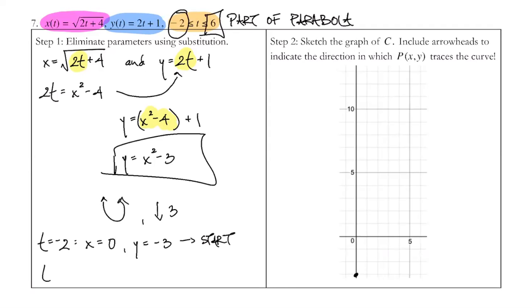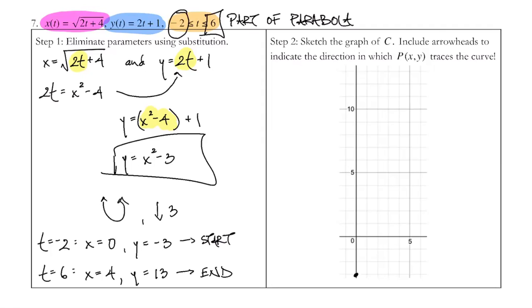So I'm going to take t equals 6. I'm going to plug that into the equation, see what we get. Let's see, 2 times 6 is 12, plus 4 is 16, square root of 16 is 4. And when I plug 6 into the y equation, I get 12 plus 1, which is 13. And this is where I'm going to end the graph. Okay, so I'm not going to draw the whole parabola. I mean, you can tell by the graph I gave you, right?